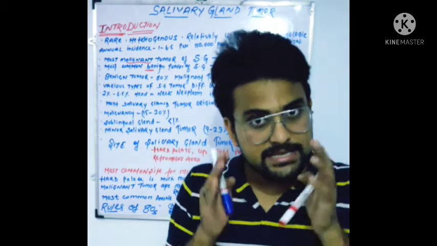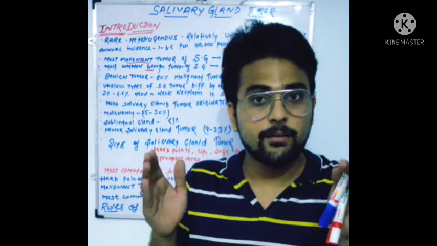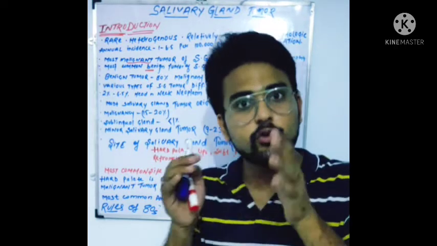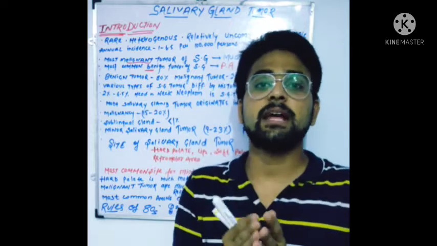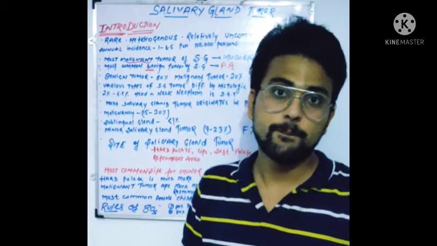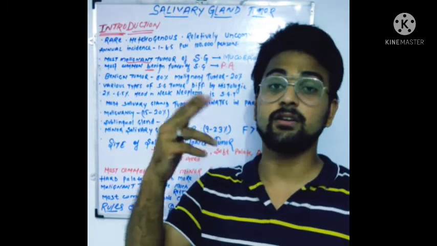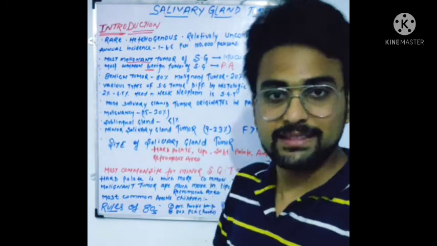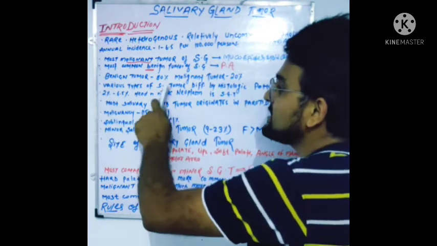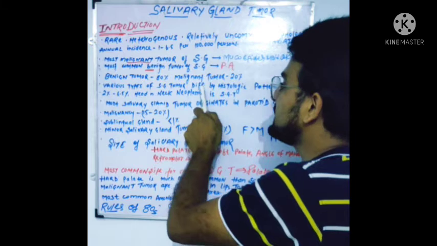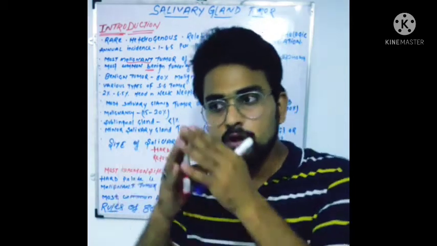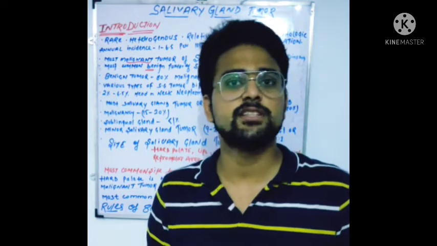So, this tumor is very rare, but if the tumor happens, then 80% of the time there is a chance that it will be benign, it will be less harmful. But 20% of the time it can get converted into malignancy, and that will be the malignant tumor. So, there are various types of salivary gland tumor. They are differentiated by their histologic pattern. Yes, the histological variation is very much in this tumor.